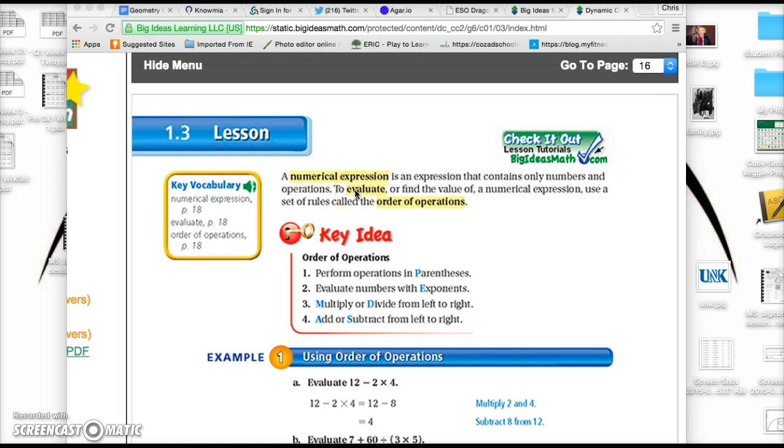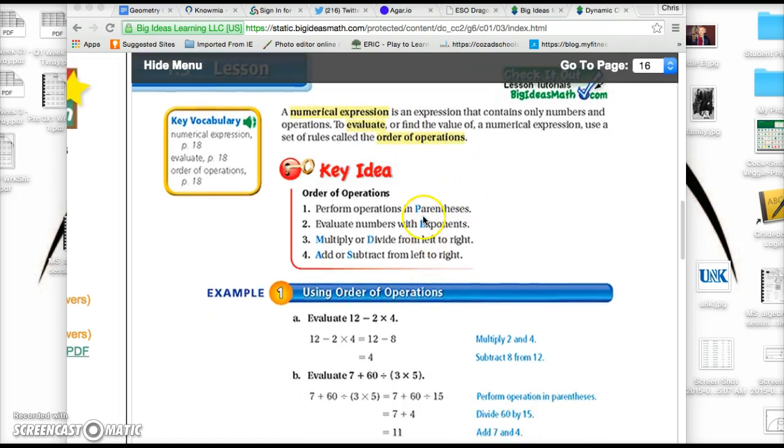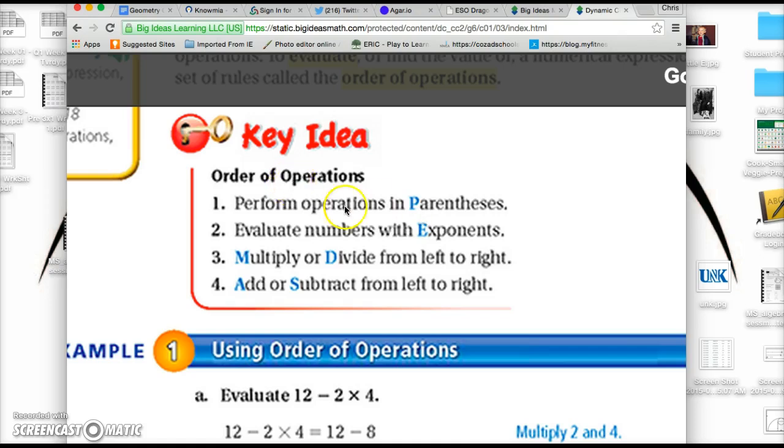It says to evaluate or find the value of a numerical expression, use a set of rules called the order of operations. And you can see here the key idea has the order of operations. It says perform operations in parentheses, evaluate numbers with exponents, multiply or divide from left to right. Notice here that these are at the same level. You do not always multiply before you divide. If it says something like 12 divided by 3 times 2, you divide and then multiply. So make sure that you pay attention to that from left to right. Also, we have here add or subtract from left to right. So again, same rule applies.